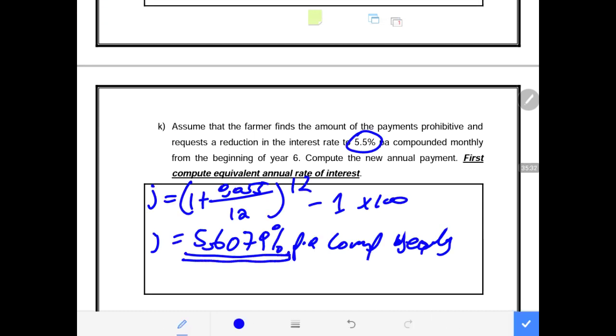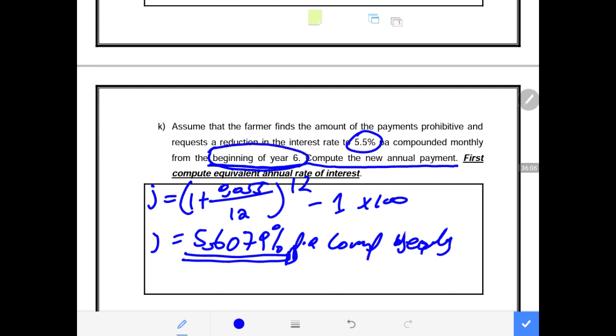So now this is the rate that we are going to use beginning of year 6. Beginning of year 6. Now that means we need to know the balance. Remember, we are required to calculate first of all the new payment starting beginning of year 6, but we need to know the balance at the end of year 5. And I want you to catch me on this, a balance at the end of year 5, so that we begin with the new balance at the end of year 6.